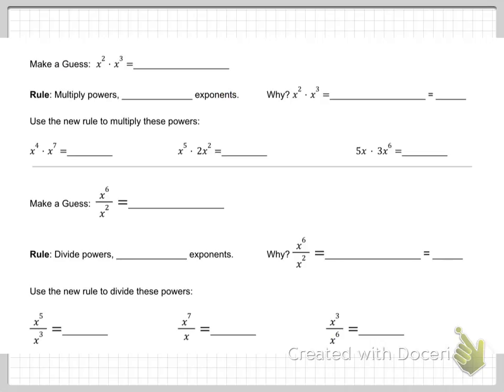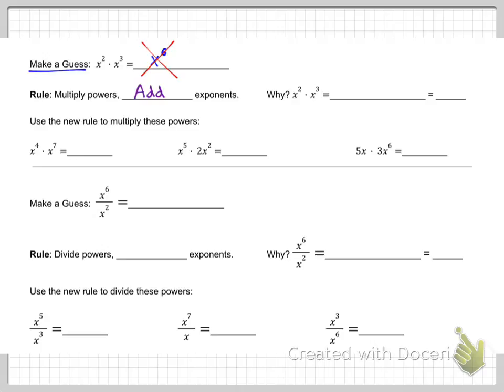So, go ahead and make a guess. What is x squared times x cubed? If you have never seen this before, you might have said x to the 6th, but that is not correct. What it is, we're getting to our next rule. If you multiply the powers, that means you add the exponents. Remember, the power is the entire thing. The exponents are the small numbers up top.